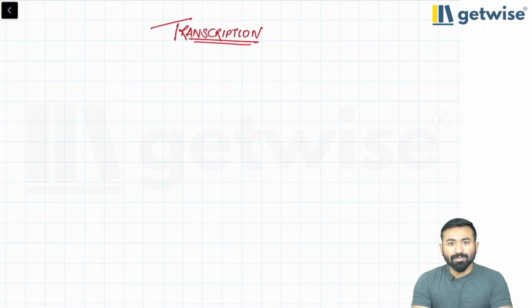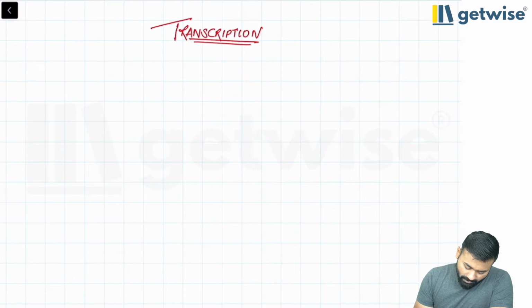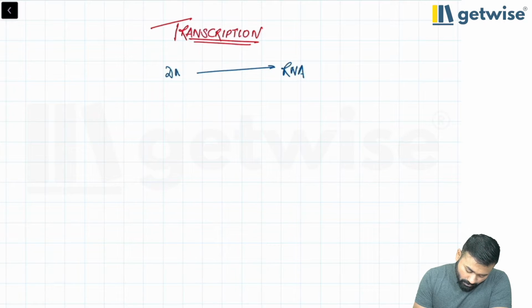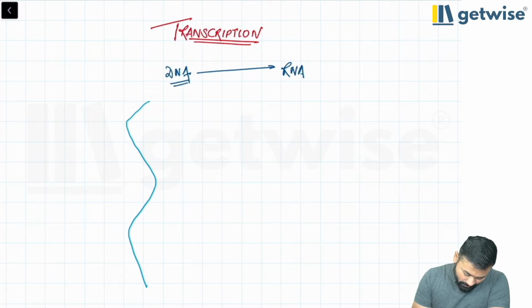Hey guys, in this video we will discuss the process of transcription. In the process of transcription, there is formation of RNA from DNA. So RNA is made from the DNA. The process is called transcription. So this is our DNA.